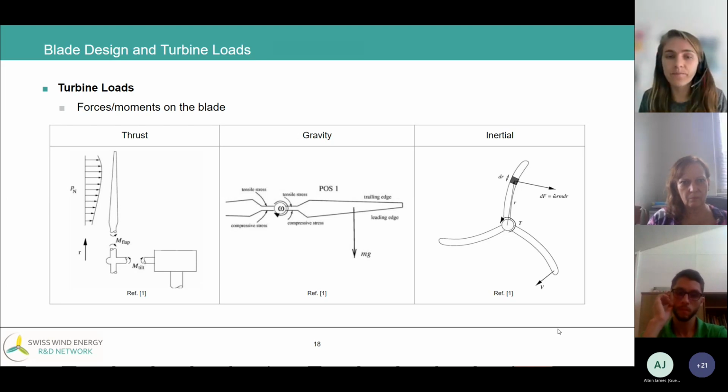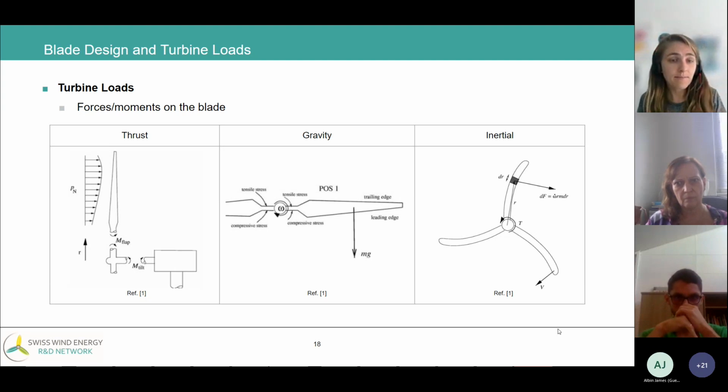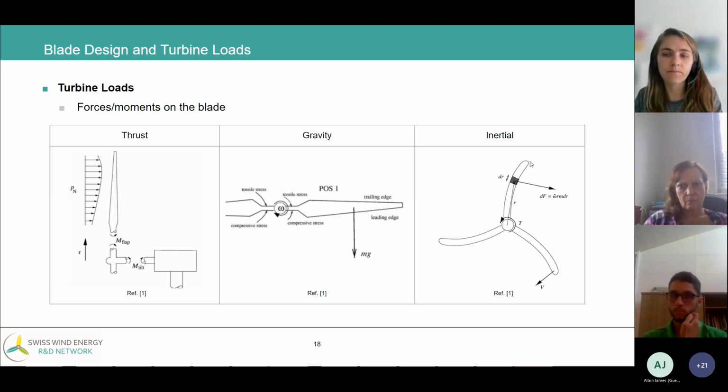So here's just a visual. I included some visual representation of the thrust, gravity, and inertial forces, which are the main ones on the blade. Thrust is that constant force from the wind. Then gravity, which in some situations helps and in some situations is not good. And then the inertial forces, like the brake that I mentioned. Your turbine is rotating, and then suddenly you have an emergency stop, and then your blade will be stopped against the inertial forces.